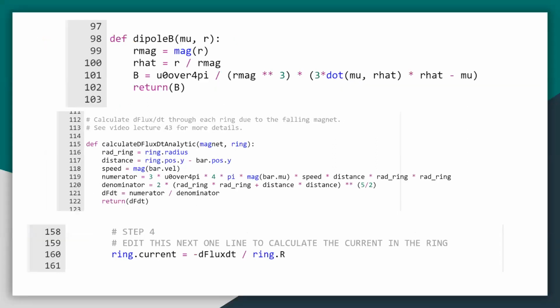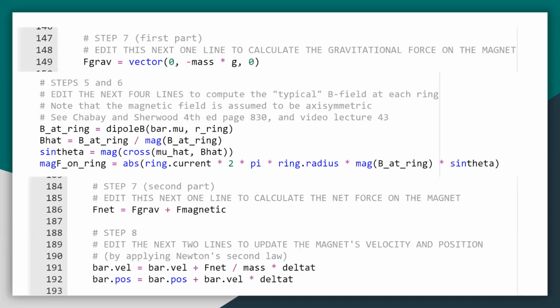And then I inputted the formula for force, for magnetic field, and then I also calculated the change in flux over the change in time, and I got all this information from video lecture lab 43. And then I calculated the current in the ring. After that, I calculated the gravitational force, which is mass times the gravitational acceleration.